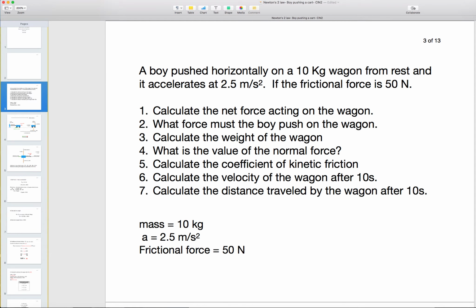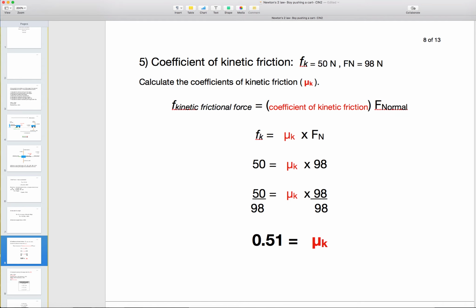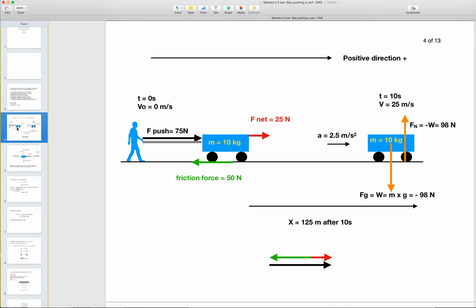And then calculate the coefficient of kinetic friction. Let me see the coefficient of kinetic friction here. Well, let's assume that the frictional force is now, so he has to overcome the frictional force here.